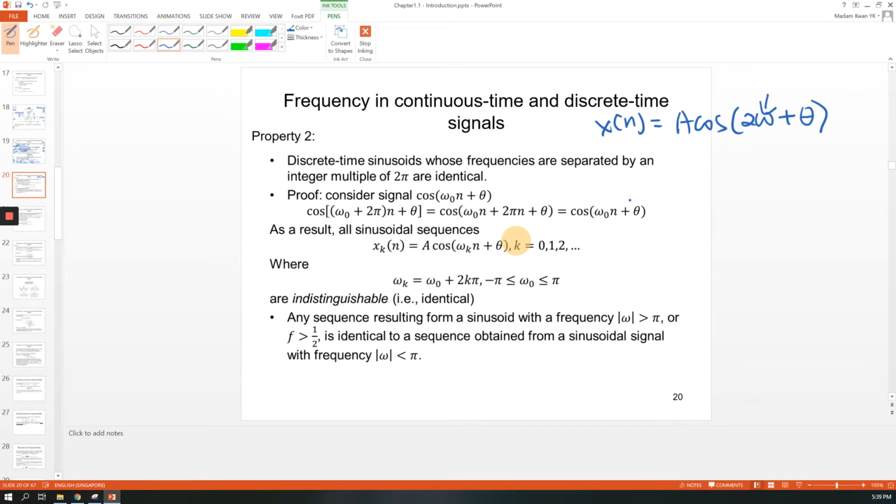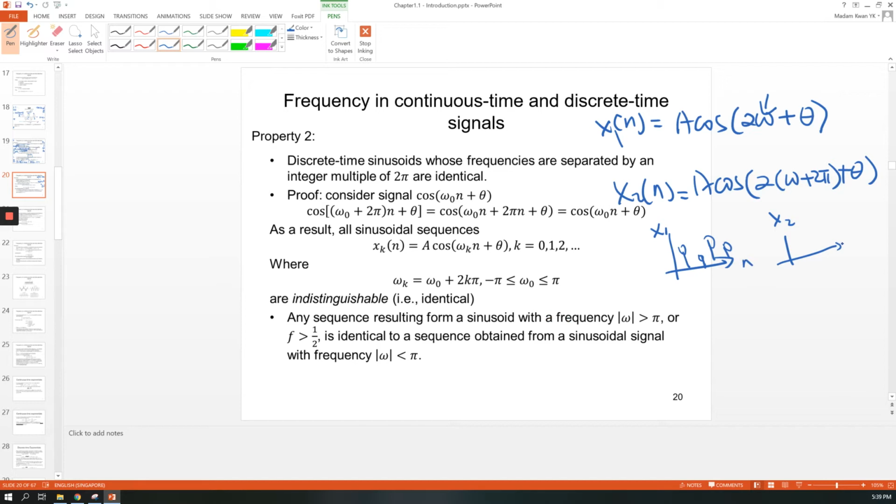Then this is x1[n], where I increase the normalized frequency by 2 pi. And then you will plot x1; it looks like this. And then when you plot x2, this is n, this is n, you will also get the same pattern. So that's what it means. Discrete time sinusoids whose frequencies are separated by an integer multiple of 2 pi are identical. So this x1 and x2, the pattern is identical if you plot it on n. Of course, if you plot it on the time axis, probably this is narrower, this is wider. But the computer doesn't really care. They just look at how many samples come in.